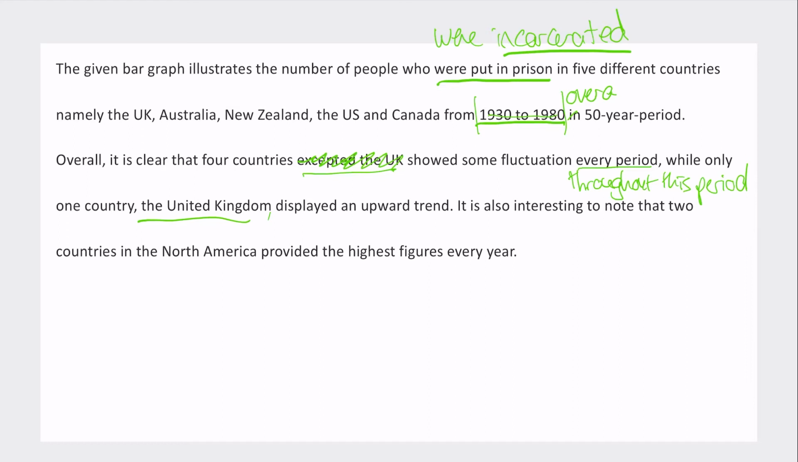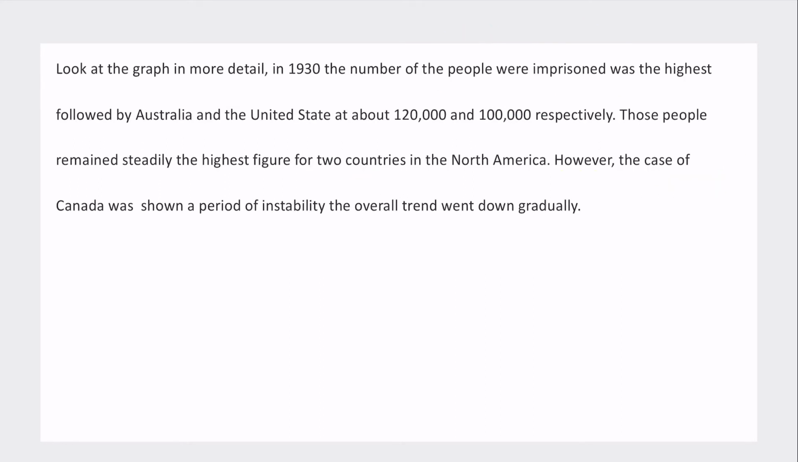It's also interesting to note that 2 countries in North America provided the highest figures every year. Okay, so they've kind of gone for the same 2 trends we picked out. So overall, it's a nice overview. The structure of the sentences is a little bit tricky. They've tried to write a longer, more complex sentence, which I appreciate, but the grammar is a little bit off.